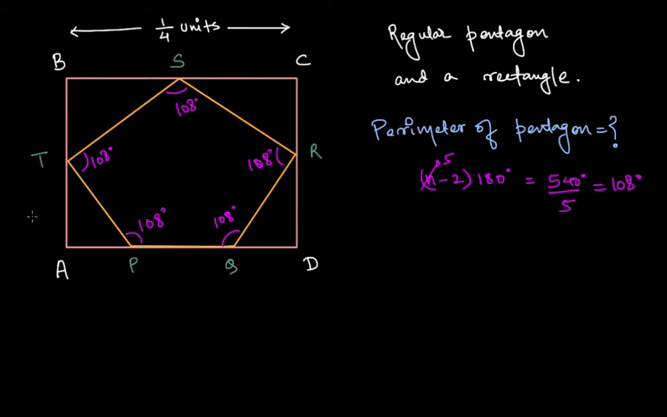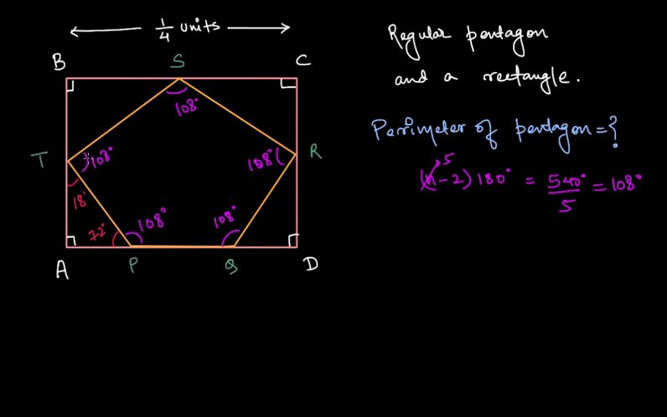Now this is 108 degrees. This is a linear pair. So I can say that this angle here will be equal to 180 minus 108, that is 72 degrees. Now since ABCD is a rectangle, all these corner angles are right angles. So all of them measure 90 degrees. So now let's come back to this triangle TAP. This is 72 degrees. So this angle will be 90 minus 72, that is 18 degrees.